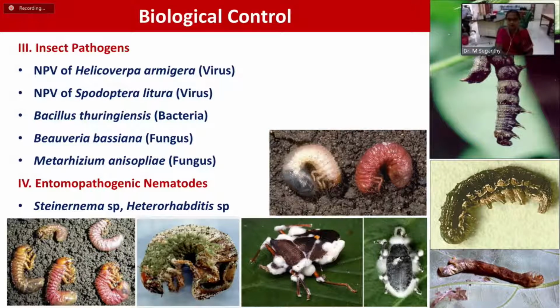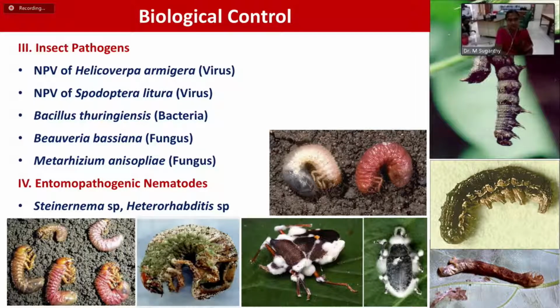But the problem with these entomopathogenic fungi is that they work very well only under high relative humidity. Only when the air relative humidity is high do these fungal pathogens work. If the air is dry, then they may not work well.